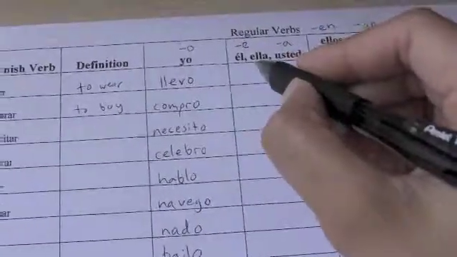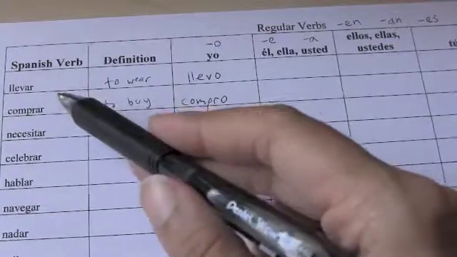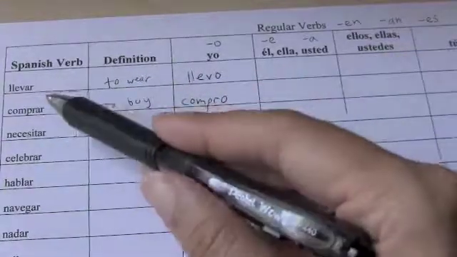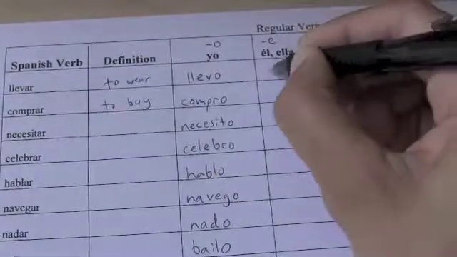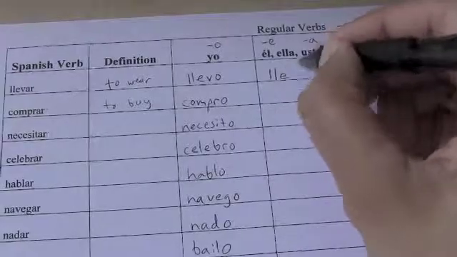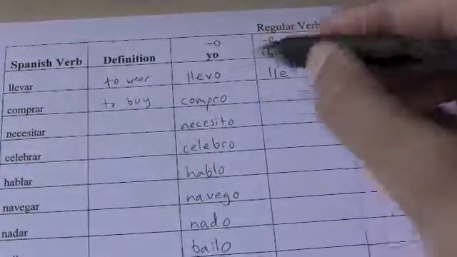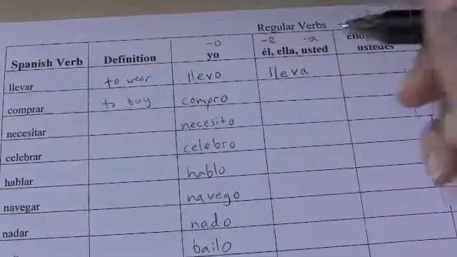Okay, so llevar is an AR verb. Drop the AR. Or for some people, really, you could just drop off the R. Officially, that's how you do it, how I said it, but visually students are like, well, you just drop off the R. With AR verbs, that's okay. Just drop off the R and there you go.